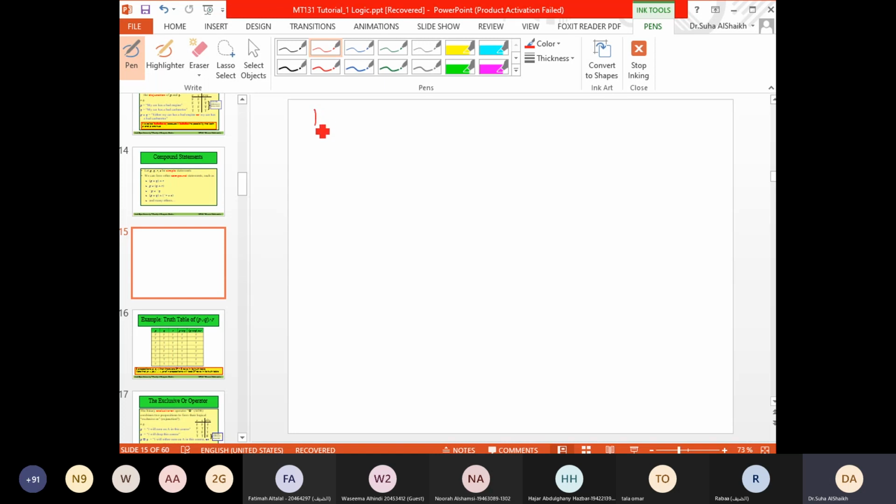اتفقنا إن ممكن يكون عندي بس P. في الحالة هذه عندي بس واحدة صح؟ It is 2 to the power 1 which is just 2. 2 rows راح يكون عندي في التيبل. فهذا التيبل راح يكون just 1 P. البي راح تكون false or true فيها 2 rows. Good.